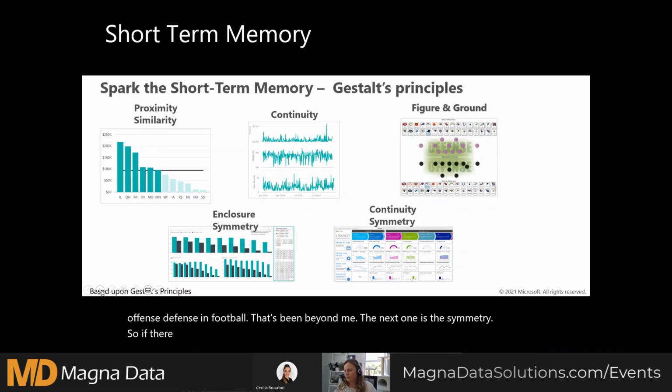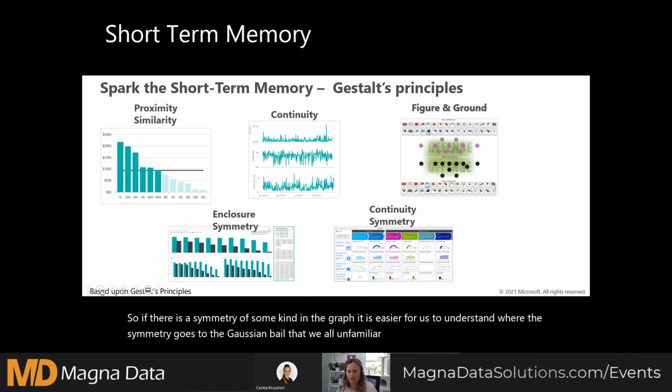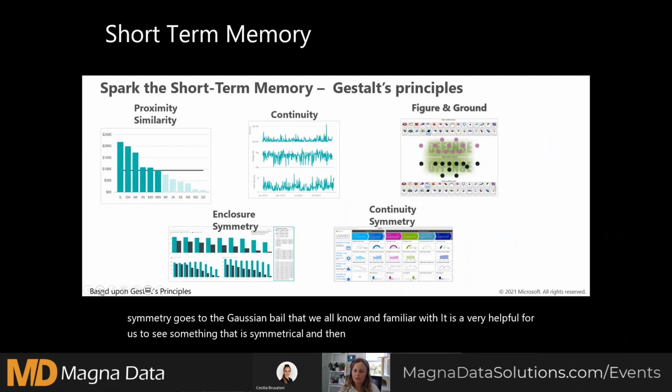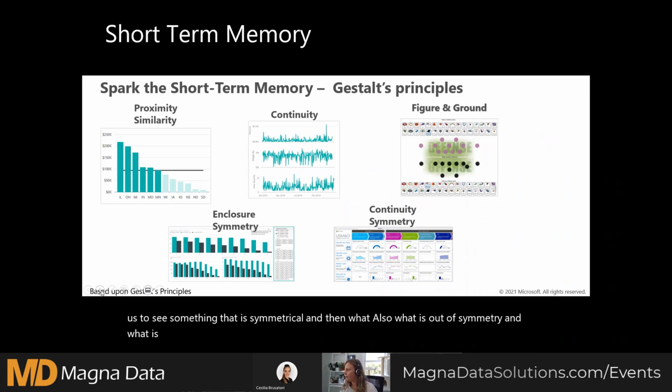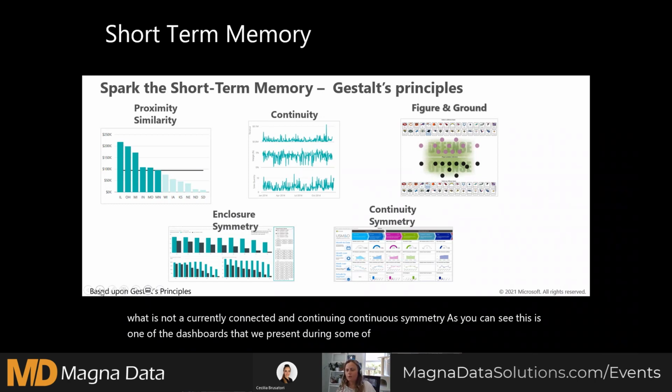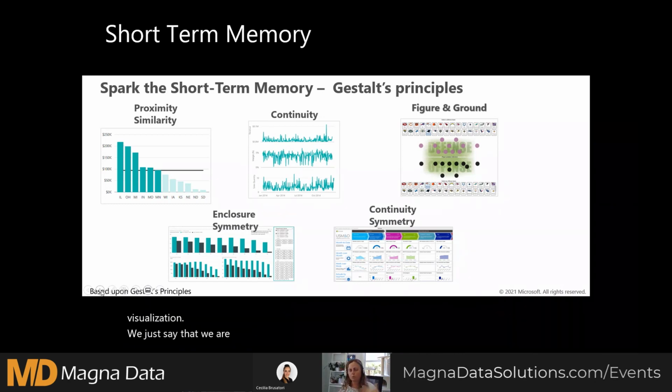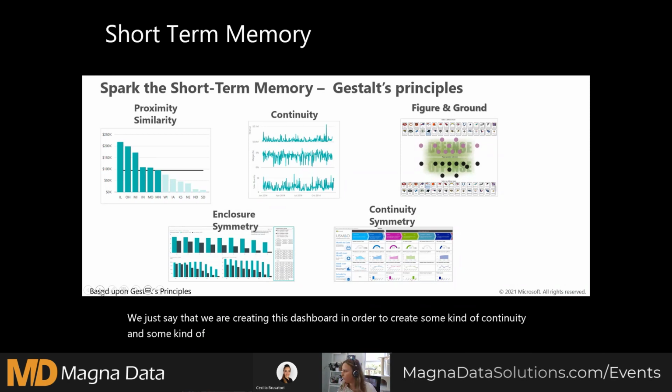If there is a symmetry of some kind in a graph, it's easier for us to understand where the symmetry goes to. The Gaussian bell that we all know and are familiar with is very helpful for us to see something that is symmetrical, and then what is out of symmetry and what is not currently connected. And continuous symmetry. As you can see, this is one of the dashboards that we present during the advanced data visualization. We say that we are creating this dashboard in order to create some kind of continuity and some kind of language that is internal in the organization.